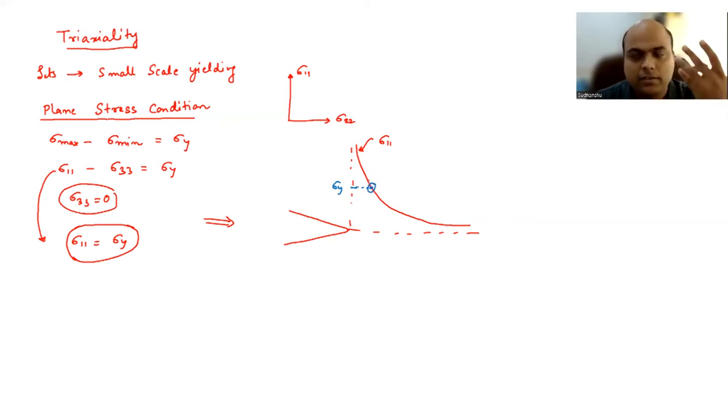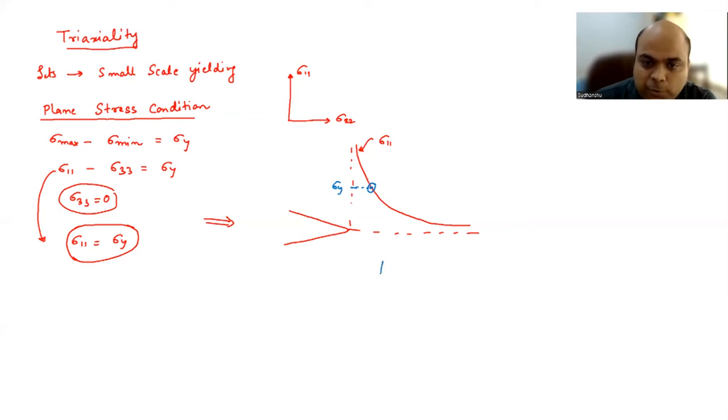So if you are above that, yielding has already occurred. Till now, we were assuming it to be perfectly elastic. So it was like an elastic body, right? Now, as soon as we are talking about small scale yielding and sigma 11 is higher than sigma y, your material is going to yield.